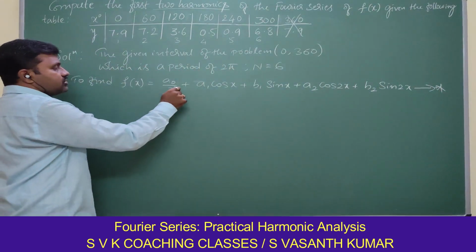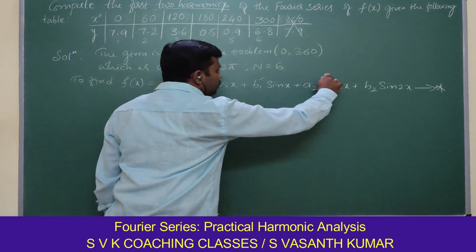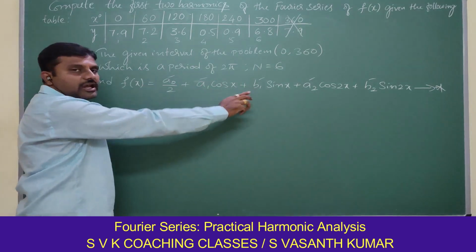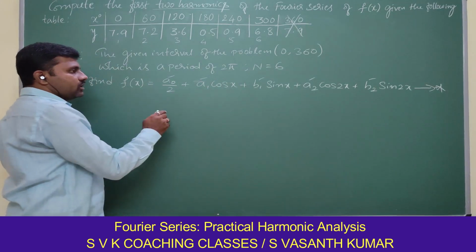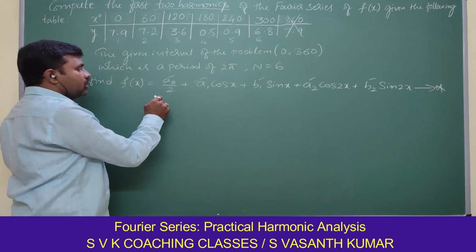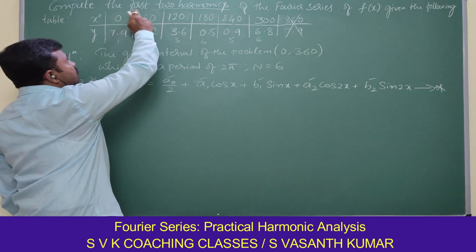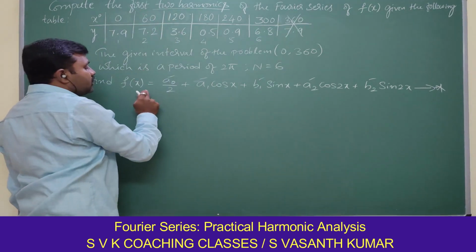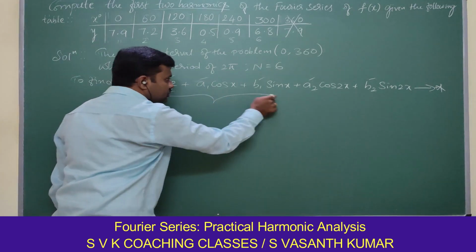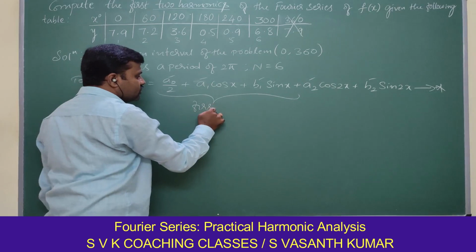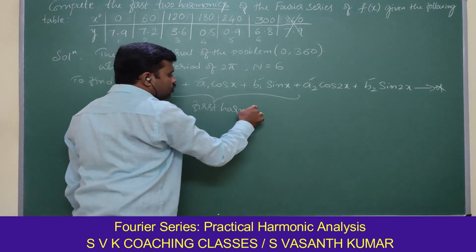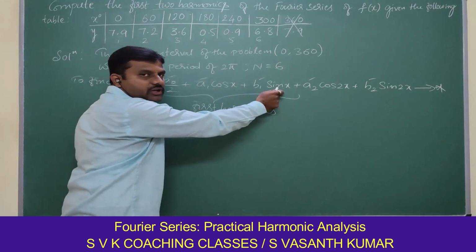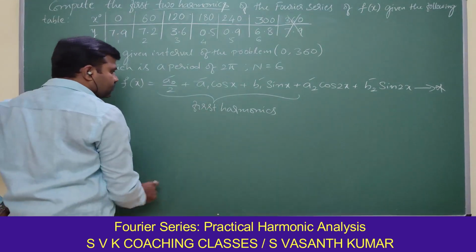Now you require to find the values of A0, A1, B1, A2, B2. How can you find them? I also want to tell one thing here. In the question, as they have mentioned the first two harmonics, this is the formula for that. In case they ask only for the first harmonic, the formula is A0 by 2 plus A1 cos x plus B1 sin x. Okay, so this is the first harmonic.